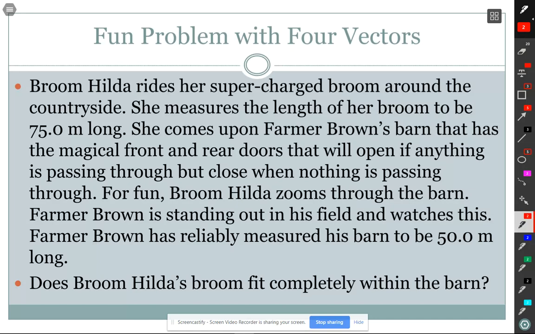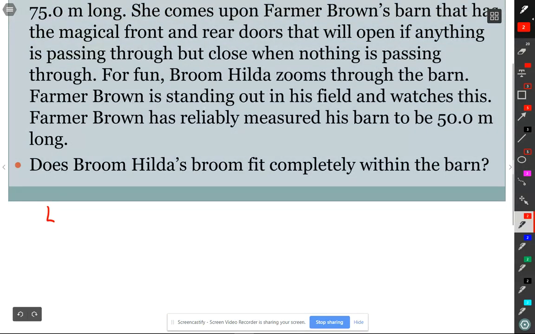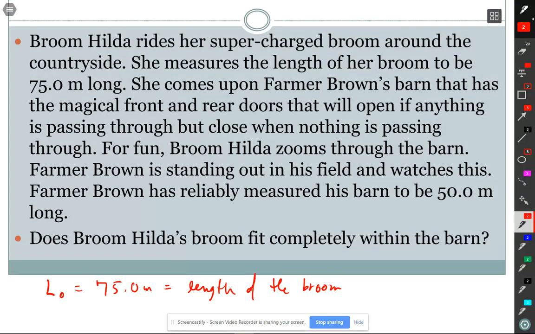So I'm going to call that L, and so I'm going to write down here, so that's the length of the broom. So she's cruising along and she sees Farmer Brown's barn. And she's all, oh, this is going to be fun. I'm going to go through the barn. And so the barn has magic doors. The reason for the magic doors is to help us face the confusion.